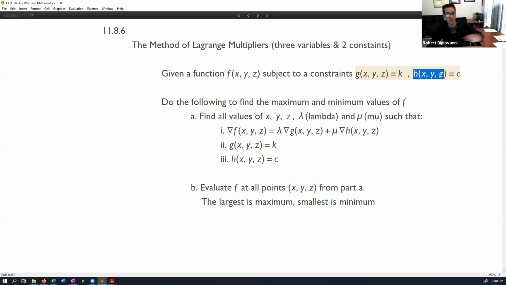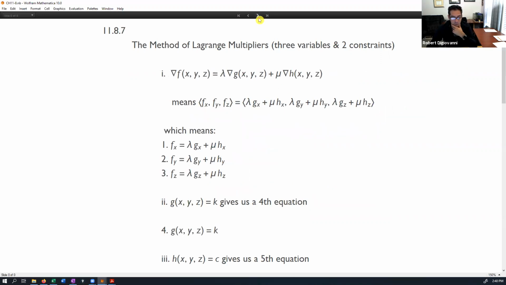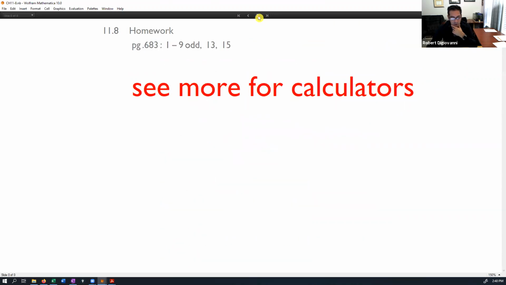Now, I'm not going to test you on this. I'm not going to give you any problems like this, but I just want you to know that there are ways to extend out Lagrange into more complicated scenarios. So that means you'd have 3 equations, 2 constraints, you have 5 equations here.